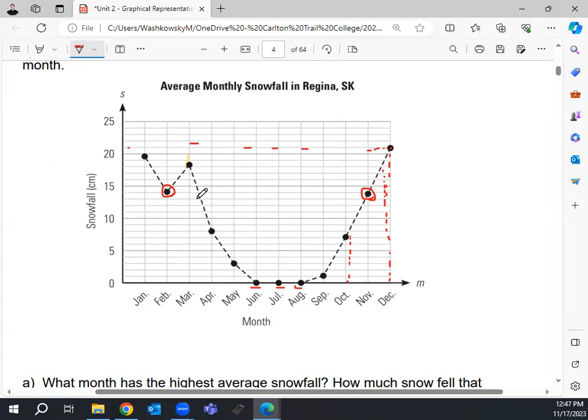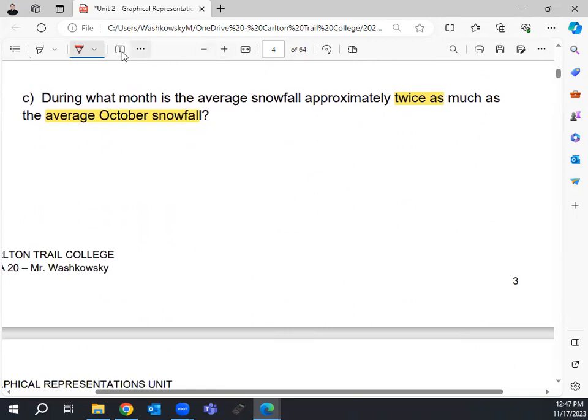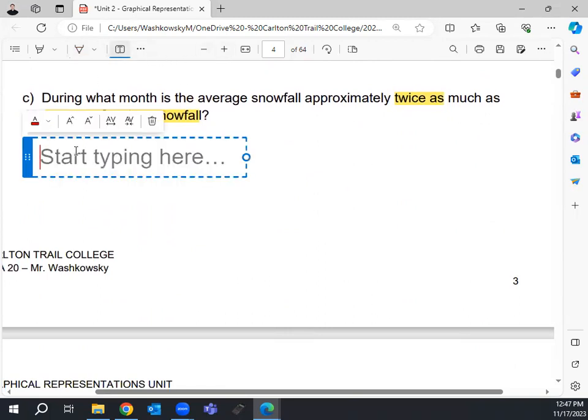Oh, sorry? The average? Oh, so there's actually 2 of them here, right? So, okay, October I got about 7 centimeters. What's a round double 7? Well, 14. I can see I got 2 months here that were right on there, both February and November. So you can have more than one answer.